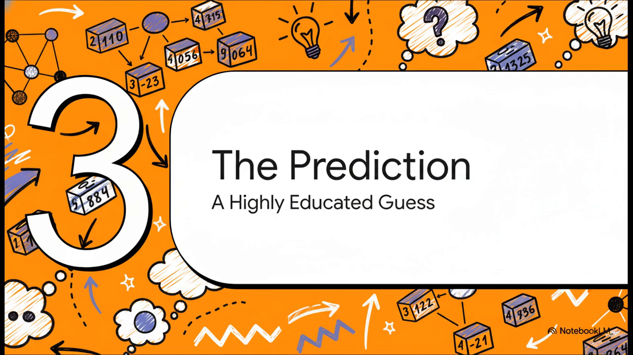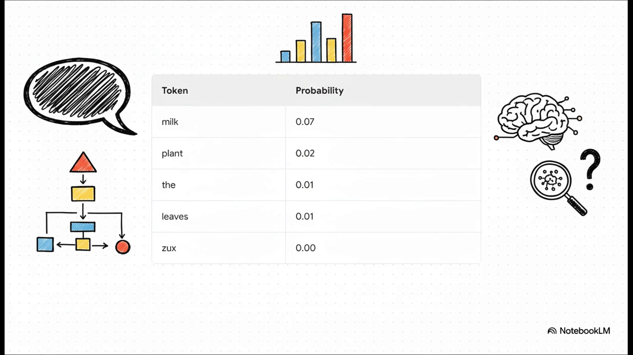Okay, so with all that context understood, what does the model actually do? And this is the most important part to get. It doesn't know the answer like you or I do. It makes a prediction, an incredibly sophisticated, data-driven guess. So based on the trillions of sentences it's read during its training, the model creates a huge list of every possible word or token that could come next, and then it assigns a probability score to each one. So after monarch butterflies lay eggs on, the token for milk might have, say, a 7% chance of being next. Plant has a 2% chance. And some nonsense token like Zucks, that gets a 0% chance.